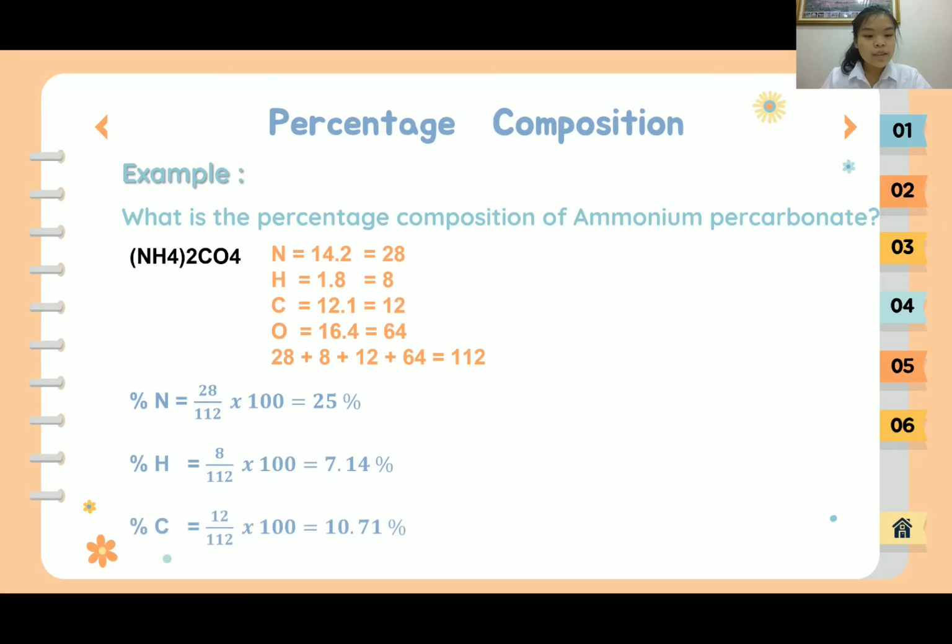7.14%. Next is the carbon. The mass of the element is 12, the mass of the compound is 112, times 100, equal to 10.71%. And last is the oxygen. The mass of the element is 64. The mass of the compound is 112 times 100, equal to 57.14%.